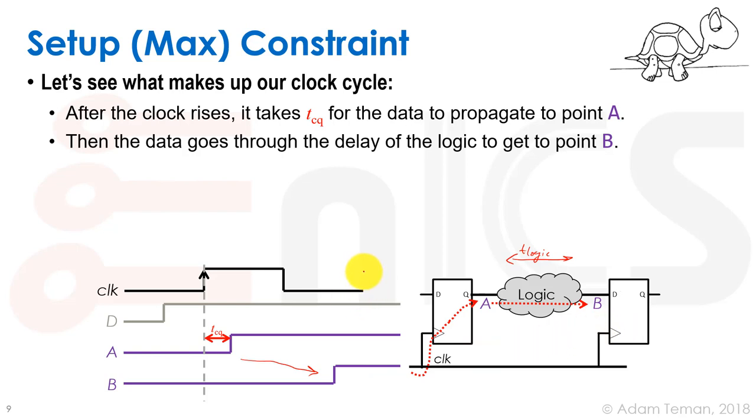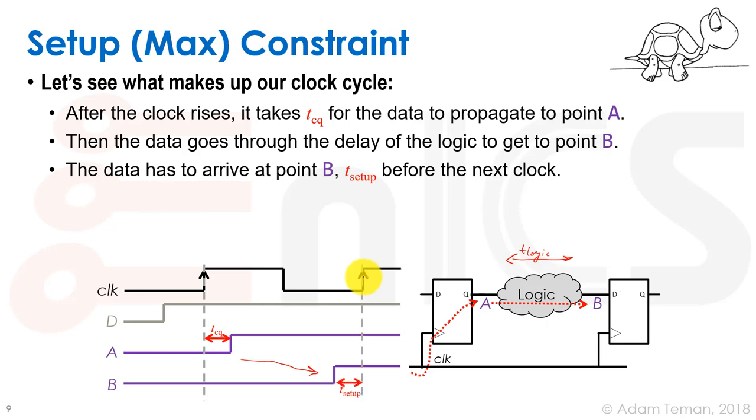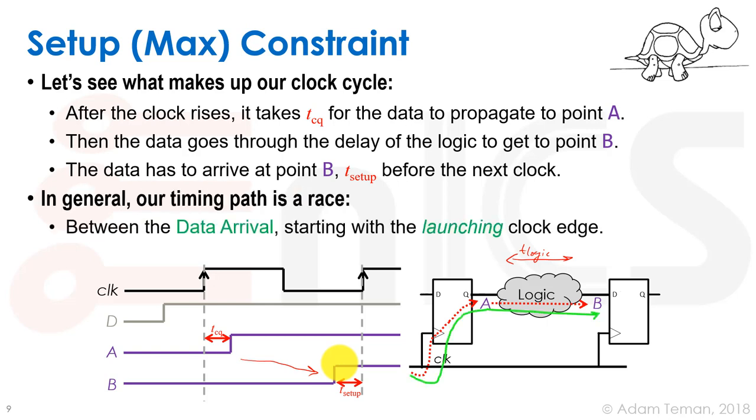When does the next clock edge happen? According to the period of our clock. So the period of the clock happens over here. This is the next rising edge. And we just have to make sure that that happens at least T setup after this last change, and then everything is okay. What we get here is a type of a race.